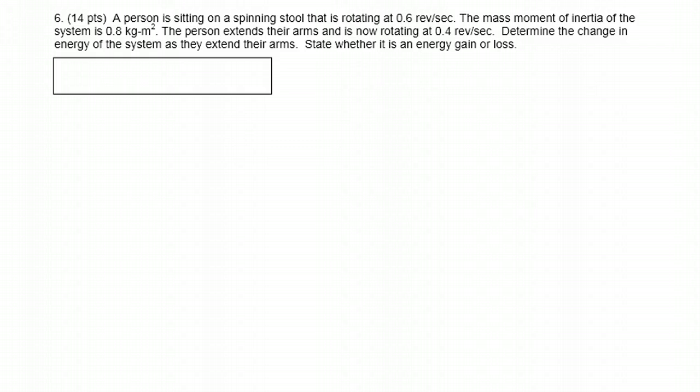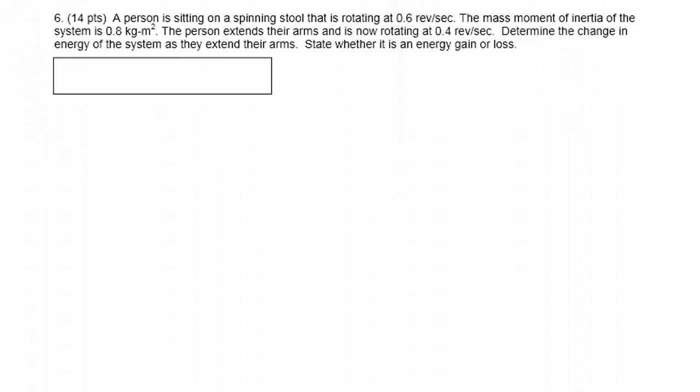Number 14, we have a person sitting on a spinning stool, given its rotational speed at the beginning, given the mass moment of inertia of the system. Okay, then we are told that the person extends their arms. The extension of the arms actually will change the mass moment of inertia of the system. And we're given a final rotational speed. We want to determine the change in the energy of the system as they extend their arms and whether it's a gain or a loss.